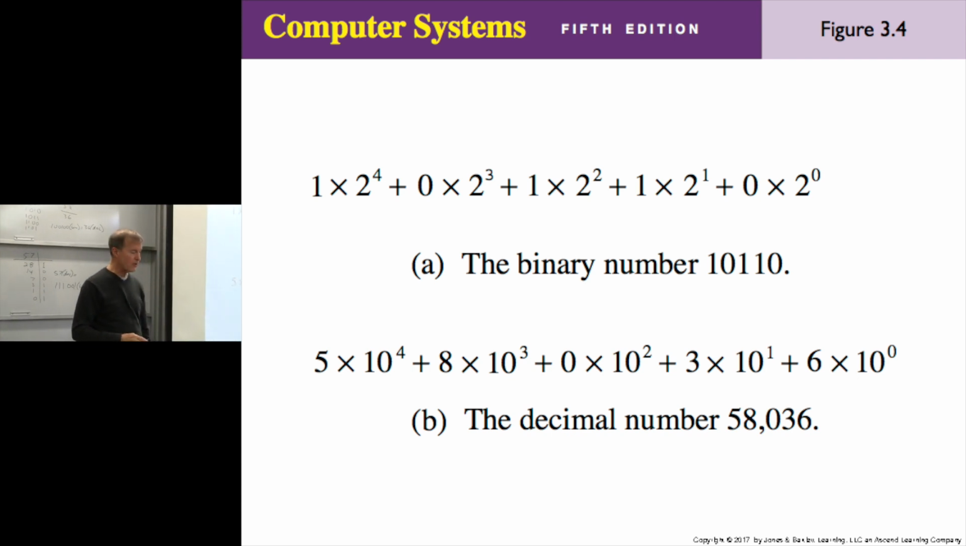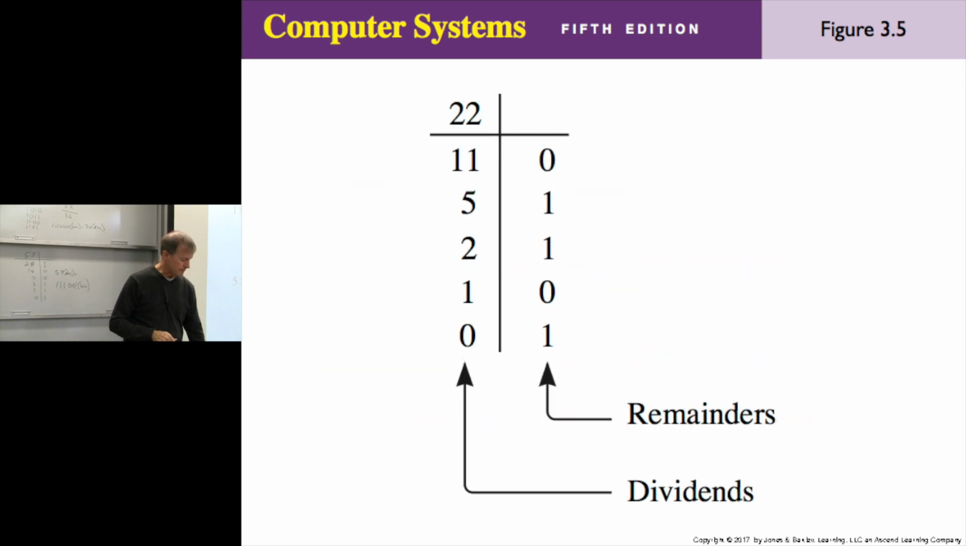So here I think we have an example in figure 3.4 of the polynomial representation. You know the place value is the base raised to the power of the position in the number. And here's an example of converting 22 from decimal to binary, like we just did. So what is 22 in binary? Yeah, right, 10110, reading up. Is everybody clear on how that works? Remainders, dividends. All right.